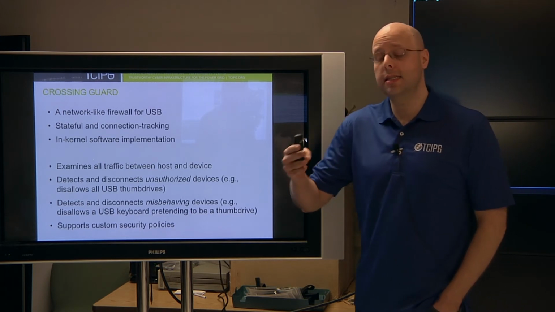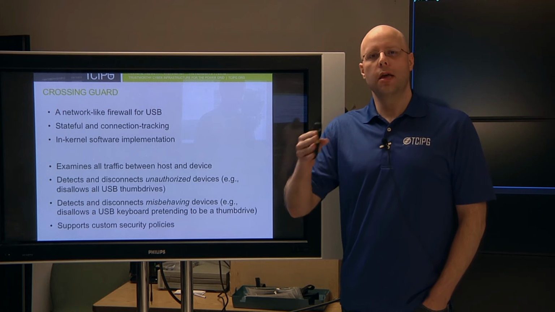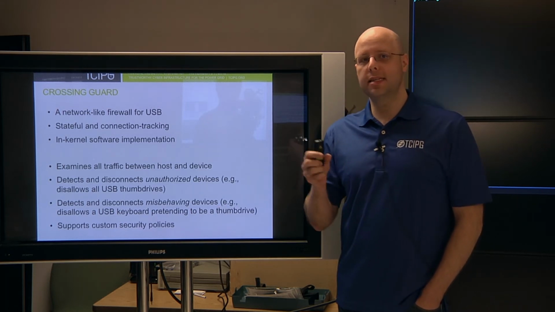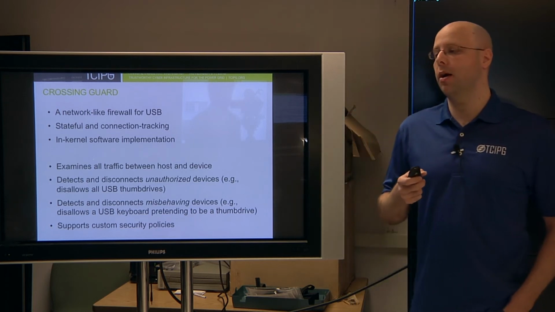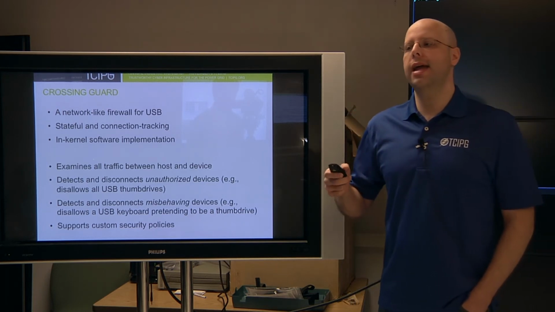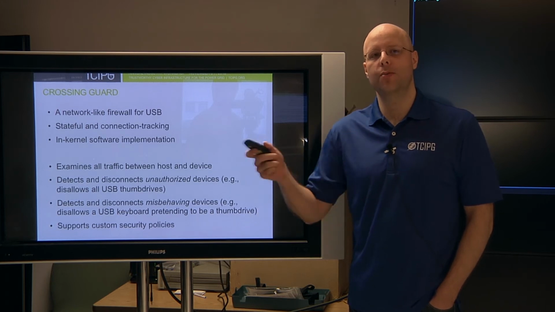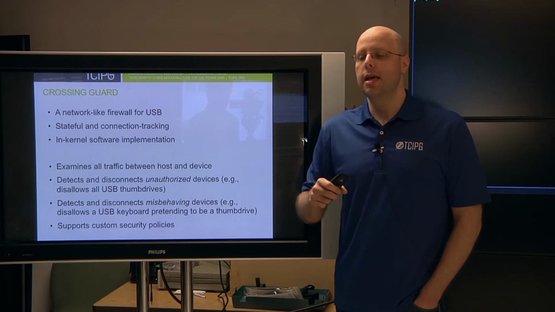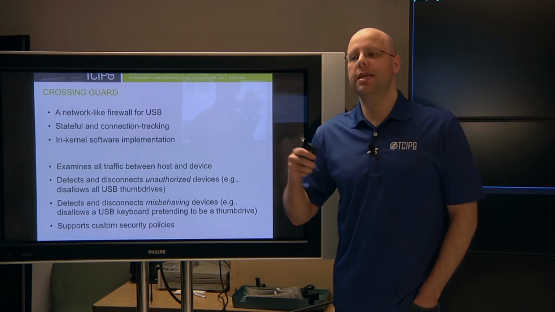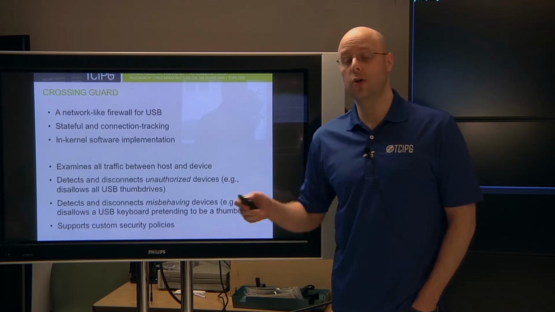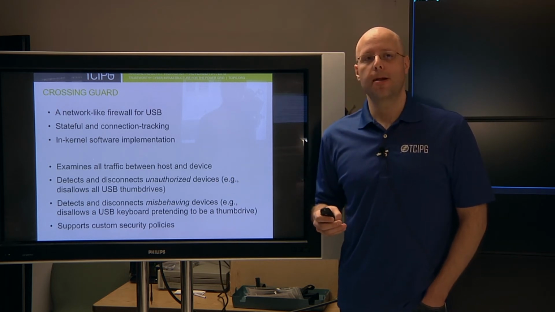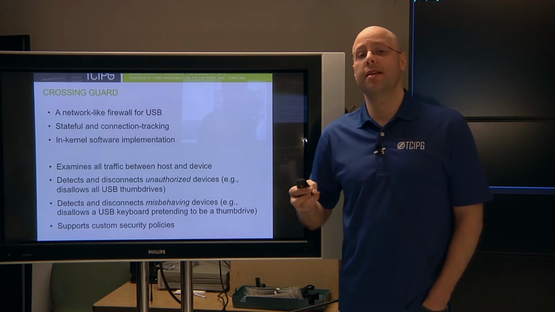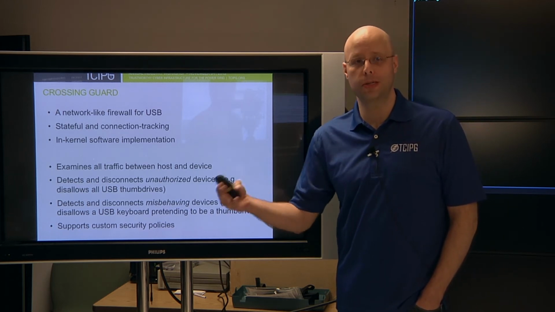What Crossing Guard does is it examines all traffic that flows between a USB device and the host and back. And it will detect and disconnect an unauthorized device. That is, with a policy, I could say, do not allow any USB thumb drives to communicate with this computer. And Crossing Guard will prevent that from happening. On the other hand, it will also prevent a USB keyboard from behaving like a thumb drive. So if someone plugs in a USB keyboard that says, hi, I'm a USB keyboard, it cannot then start behaving like a thumb drive and doing the nefarious kinds of things that thumb drives could do.